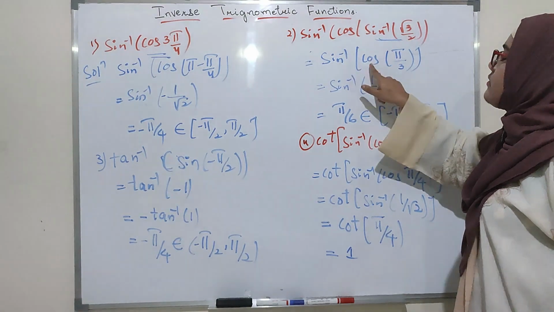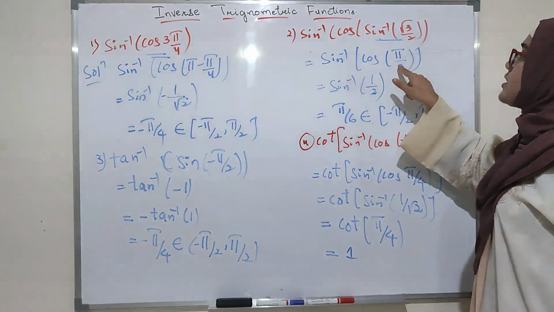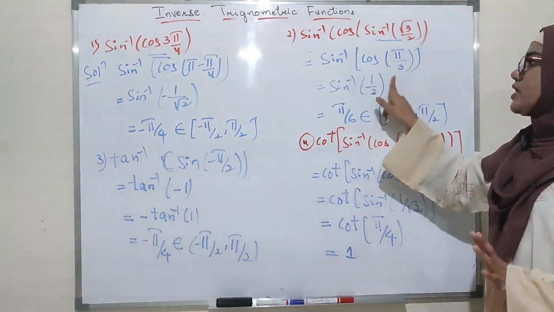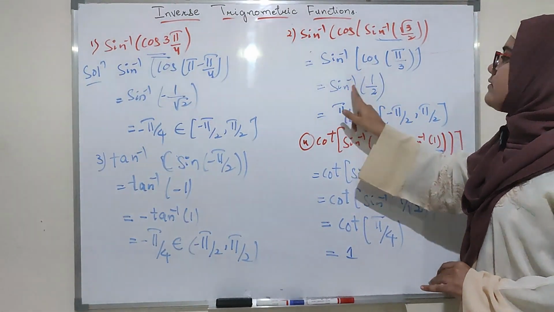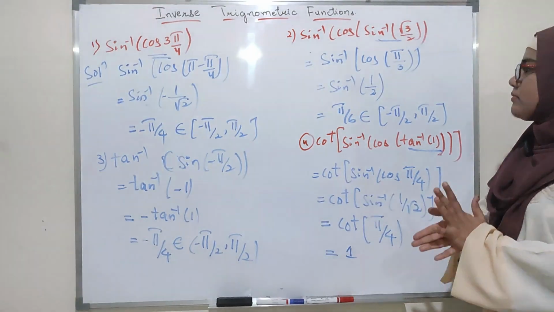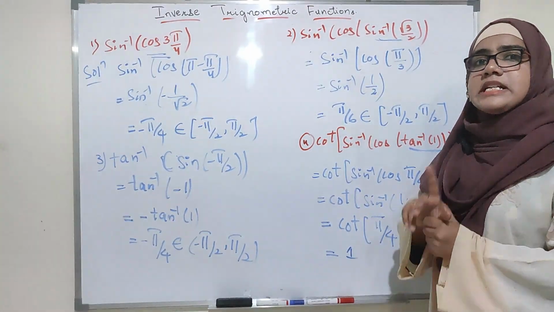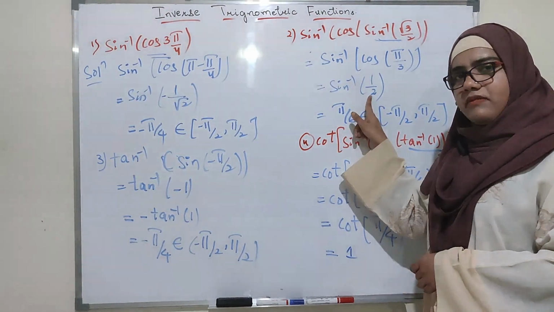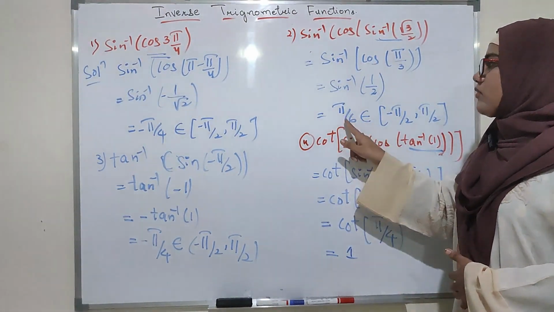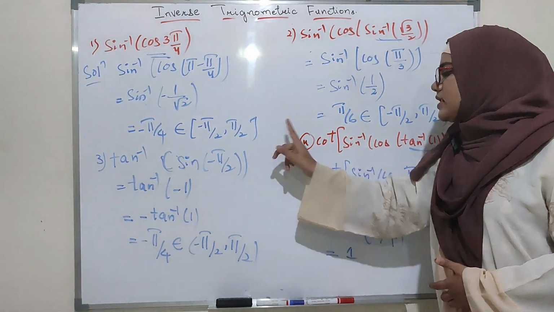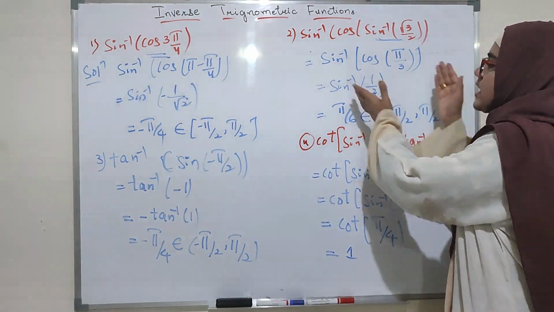Now for cos, what is remaining? Cos of pi by 3, which is 60 degrees. Cos 60 value is half. So now sin inverse of half is remaining. By the table value, sin 30 is half or 1 by 2. So we have written pi by 6, which belongs to the closed interval. This is why we write it in this bracket, because of the principal value branch of sin inverse.